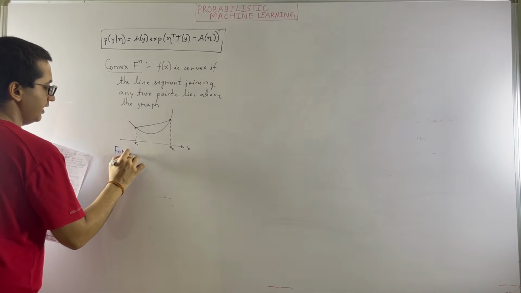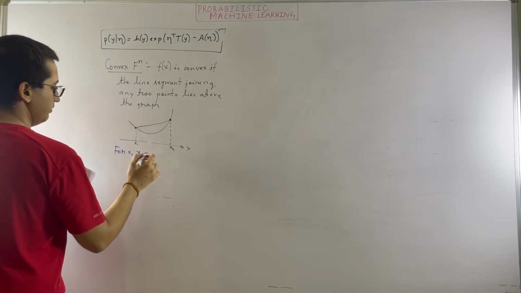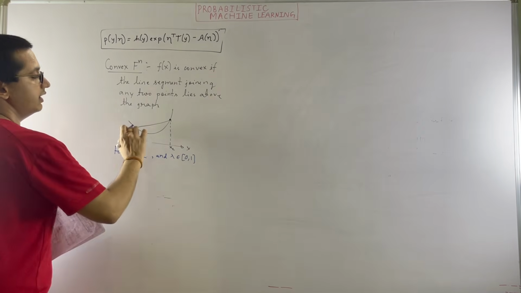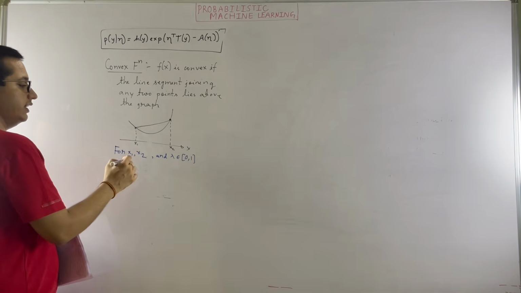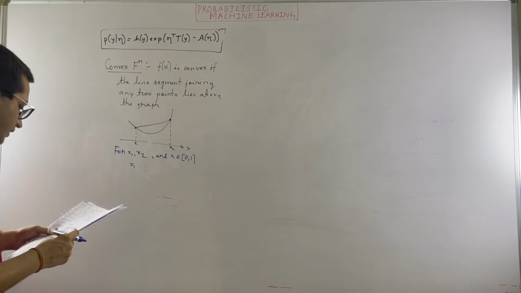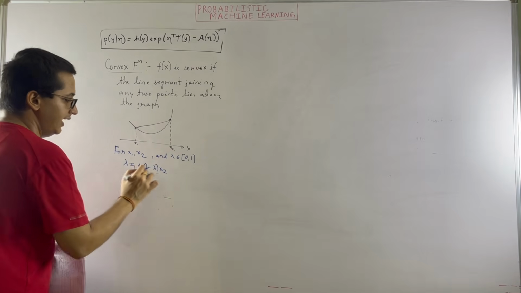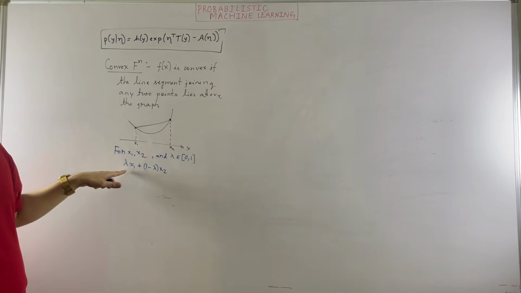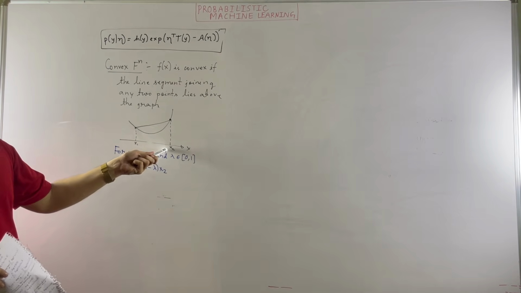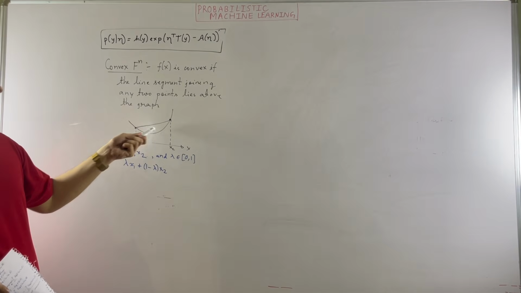So for x1, x2 belonging to the domain, and some lambda. Why do I need lambda? Because I have to traverse the line segment. So how can I traverse it? I can take lambda times x1 plus 1 minus lambda times x2. And if I vary the lambda, if lambda is equal to 1, then I am at x1. If lambda is equal to 0, I am at x2. And for any value in between, lambda between 0 and 1, I will be on this line, right?